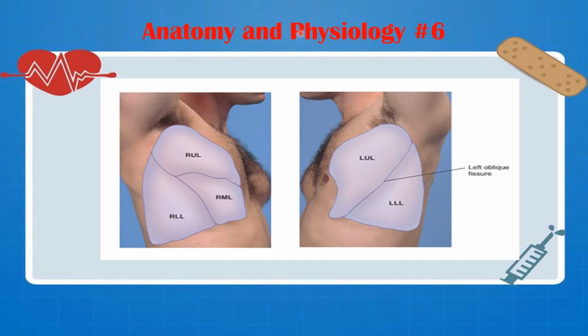The right lung is thus divided into the right upper lobe, right middle lobe, and right lower lobe. On the other hand, the left lung has only 2 lobes: the left upper lobe and the left lower lobe. It is important for you to learn the anatomic terms used to locate the chest findings for you to be able to describe them correctly.